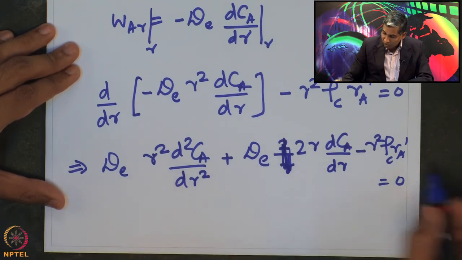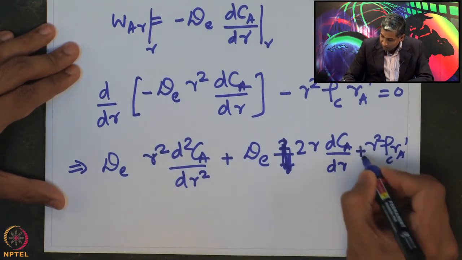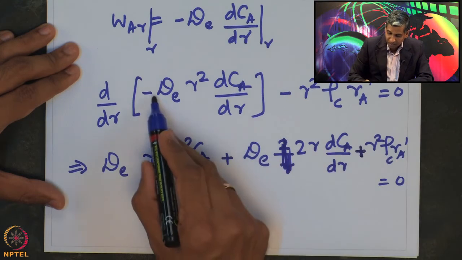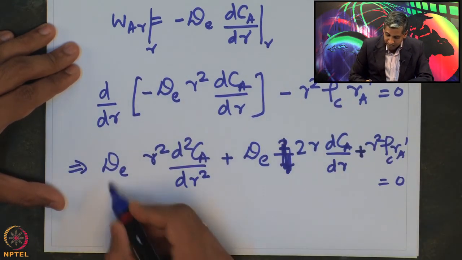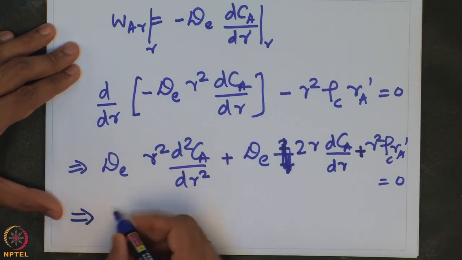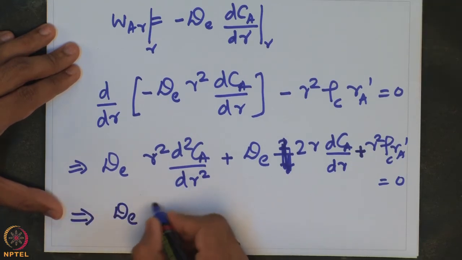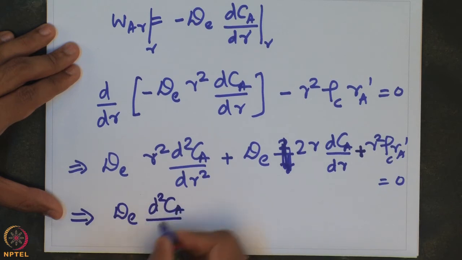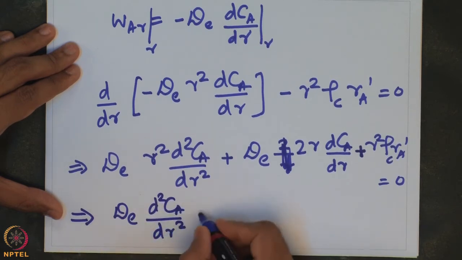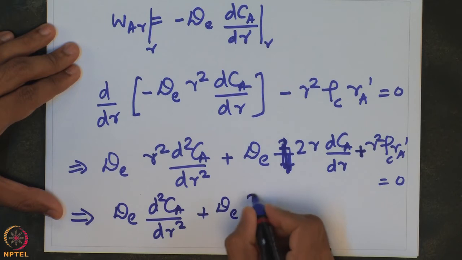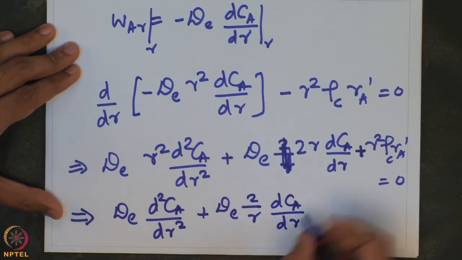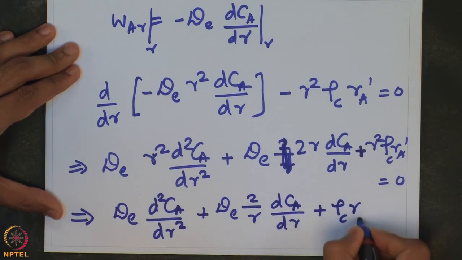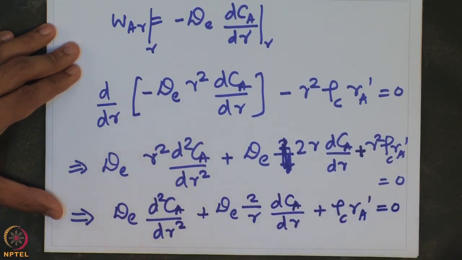Now, if I divide the whole expression by r square, and note that this is actually a plus sign because I have taken the minus sign out, the minus and minus go away. So, essentially I will have D E into d square CA by dr square plus D E into 2 by r dCA by dr plus rho c into R A prime equal to 0.